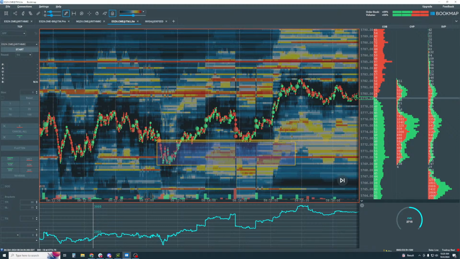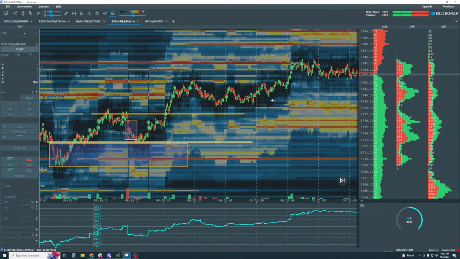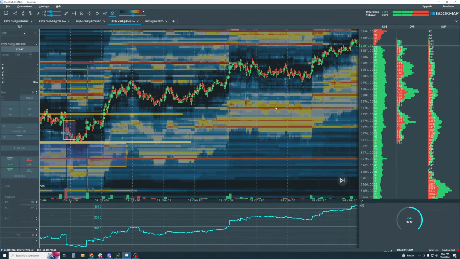This is the important level. Okay, this is where the buyers took control of the market, and these sellers here trying to take control, and buyers come back up above them as well. Now I'm looking for this 77 level to be the support or the demand level. Okay, and you can see they do come in here.